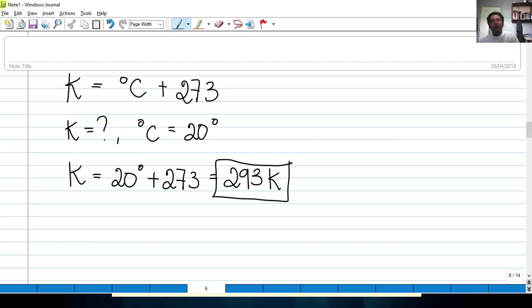And we have another unit denoted by capital R, which is what we call the Rankine, another unit for temperature. Basically, R is equal to degrees Fahrenheit plus 460.